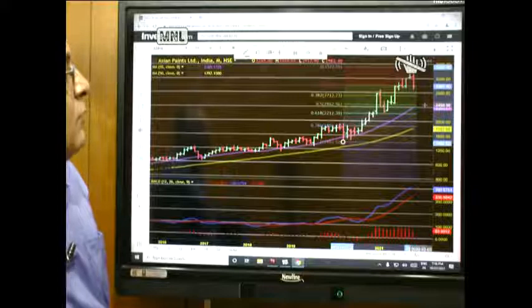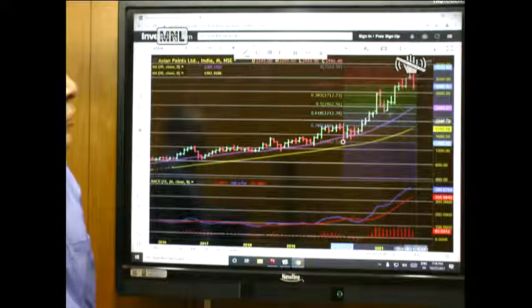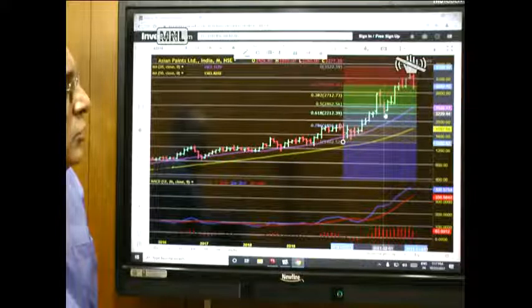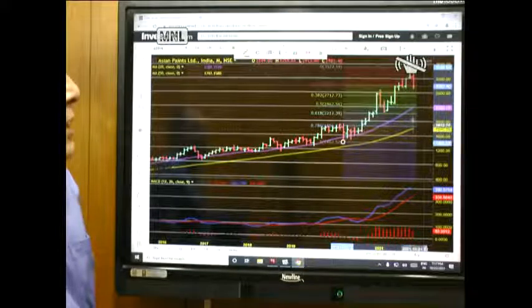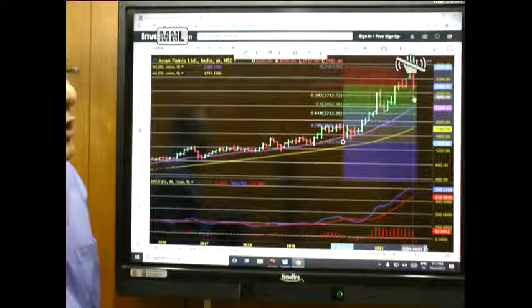2712, then of course comes 2462, then of course comes 2212. So we will avoid this 2212 because that is this low. So I think we should be looking towards either this low to be touched, which is 2462, or probably 2712.